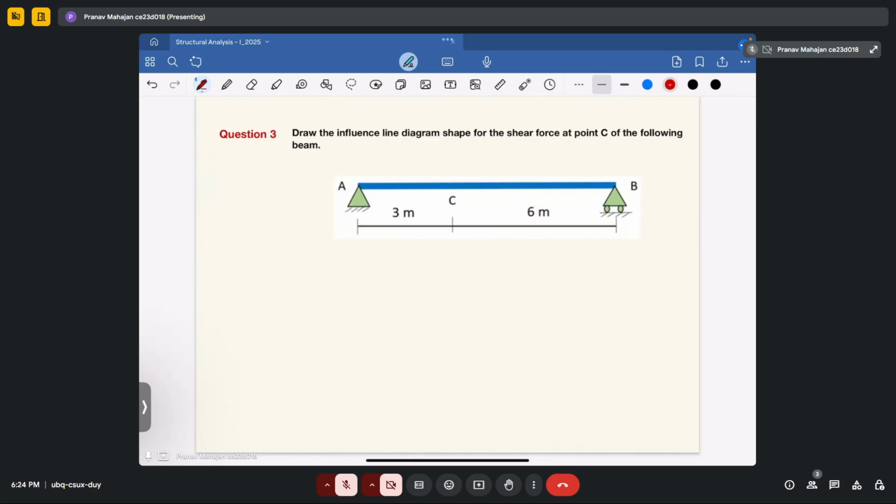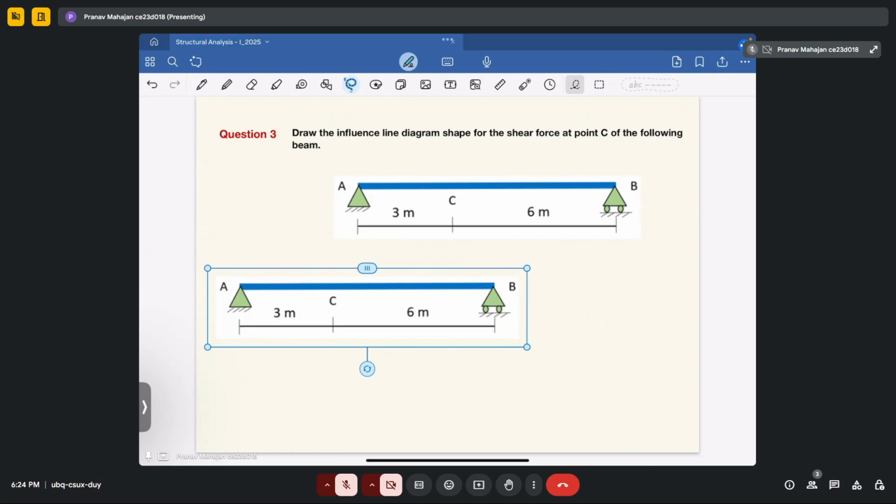So your first question is, draw the influence line diagram shape for the shear force at point C for the following beam. If you have to determine the shear force at point C, what will you do? You will take a unit load and keep it at two different points, because this beam we can split into two cases. I will copy this, then it will be easy for you to understand. So let's solve this problem.